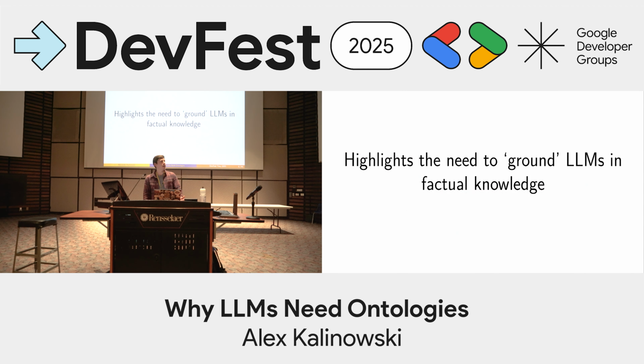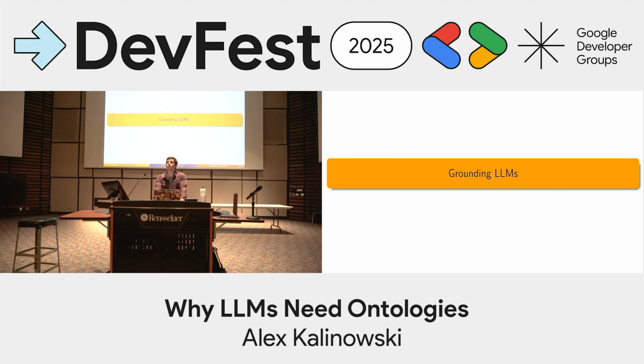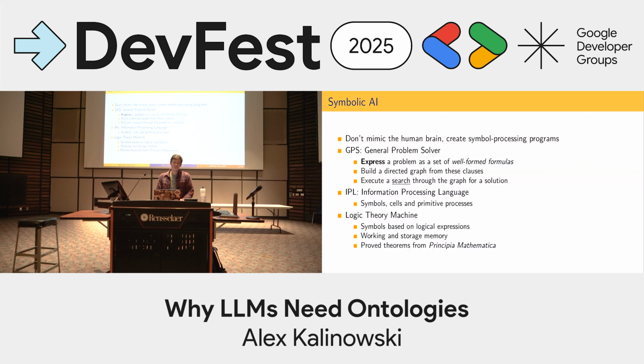So this highlights the need to factually ground these LLMs, because all they're seeing is these tokens, and while they're trained on these contextual windows, if they don't actually know or are grounded in the real world, how can we expect anything meaningful out of them? So how do we go about grounding LLMs? Well, first, I'll talk about AI more in general.